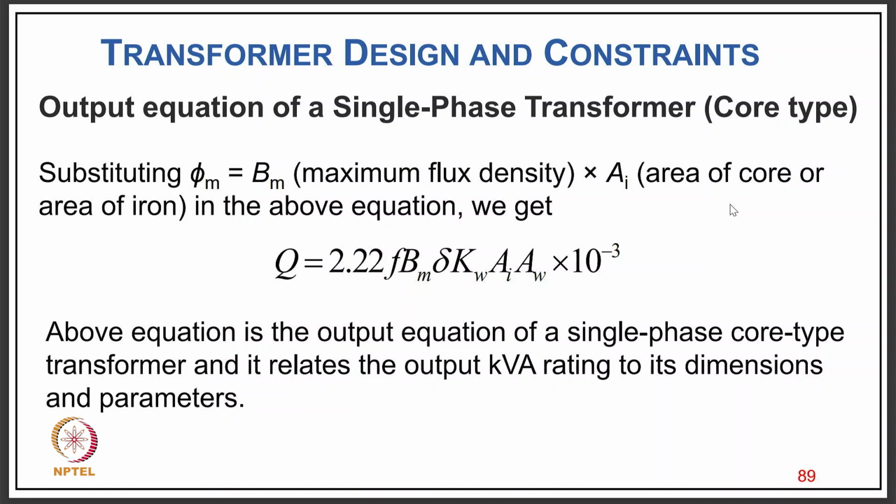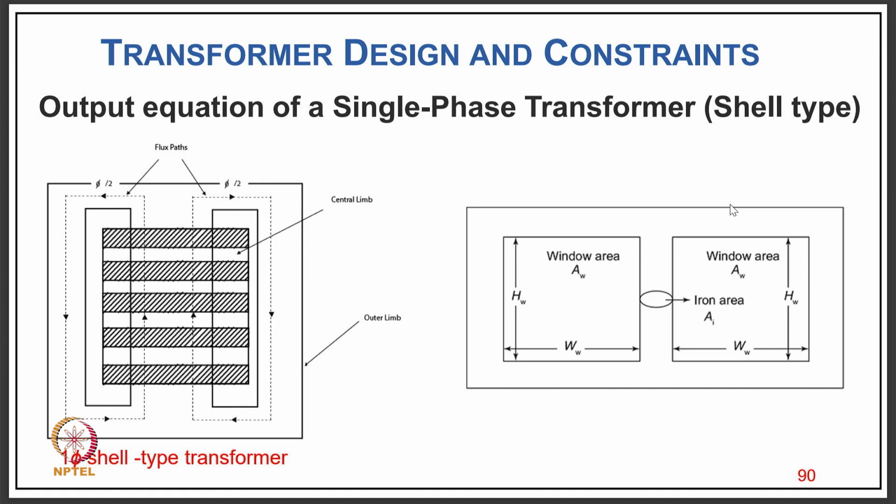The above equation is the output equation of a single phase core type transformer, and it relates the output kVA to its main dimensions and parameters, especially the window area as well as the core area, with of course the window space factor, current density in the conductor, flux density in the core, and frequency. So we call it the output equation in terms of kVA.